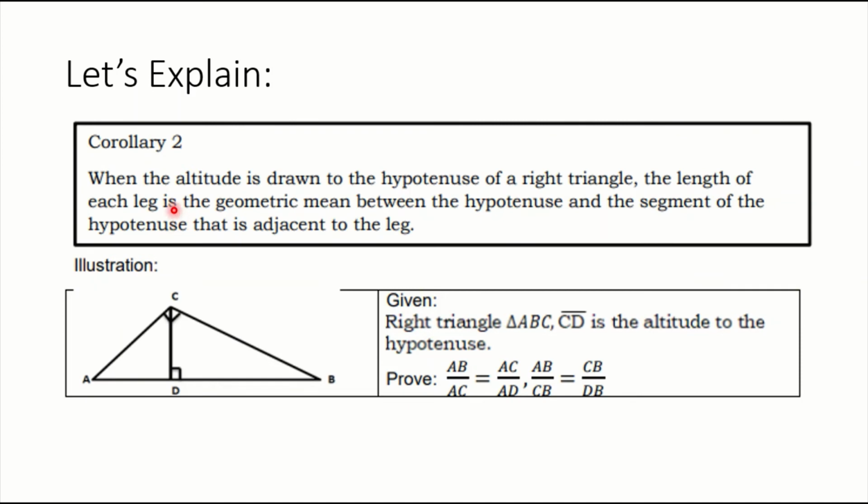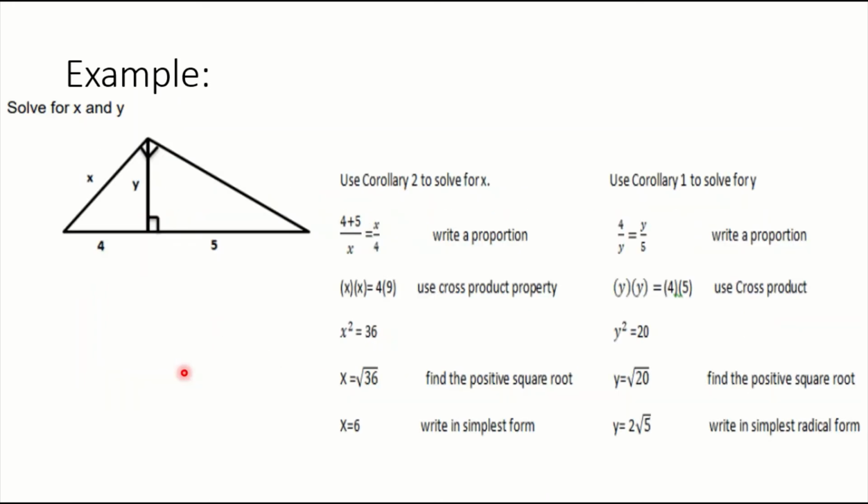Corollary number 2: when the altitude is drawn to the hypotenuse of a right triangle, the length of each leg is the geometric mean between the hypotenuse and the segment of the hypotenuse that is adjacent to the leg. So, ganun pa rin po. ABC and CD is the altitude. AB over AC is equal to AC over AD. Another one, AB over CB is equal to CB over DB.